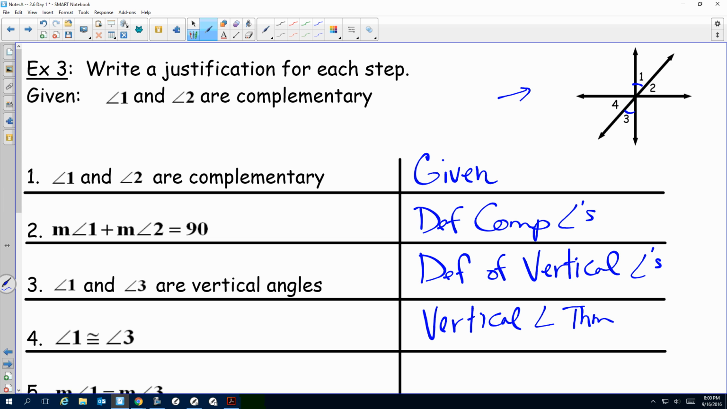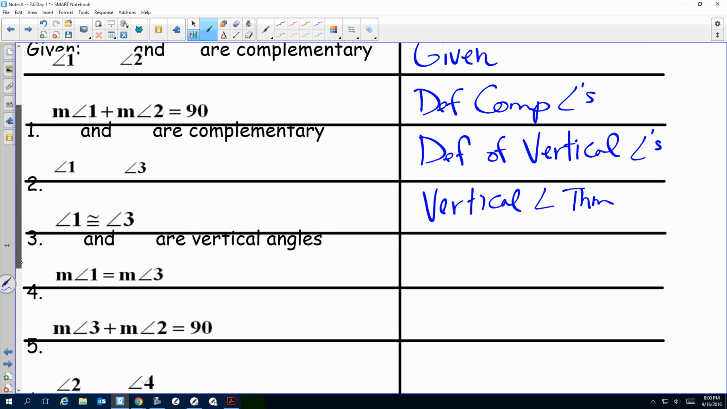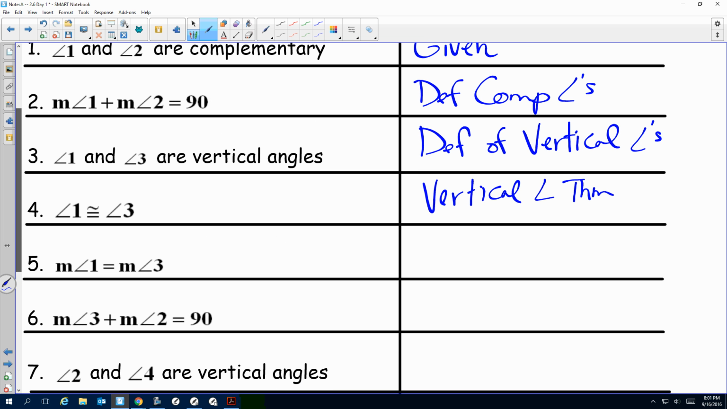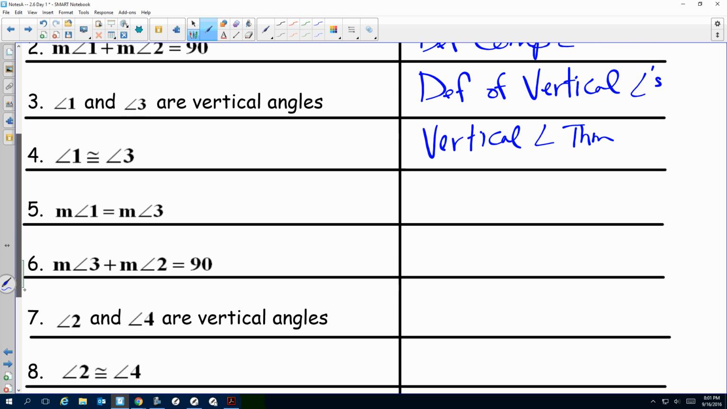Vertical angle theorem. Now, I'm just going to scroll up a little bit. Oops, did I mess it up? I think I did. Is that it? That's correct. Sorry about that.